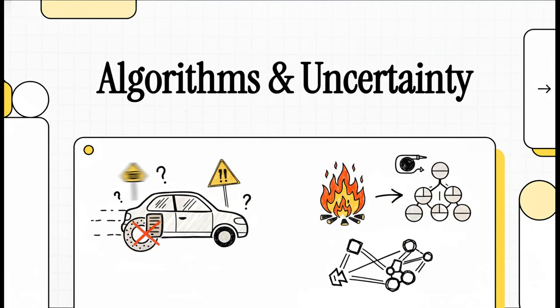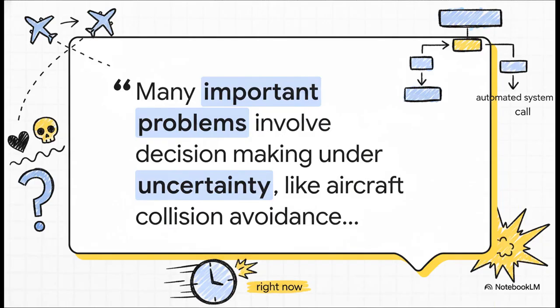Think about a self-driving car having to slam on its brakes, or a drone trying to map a raging wildfire. These systems are making split-second, sometimes life-or-death decisions with incomplete information. So today, we're going to dig into the incredible algorithms that are designed to navigate all that uncertainty. Let's dive in. And yeah, the stakes could not be higher.